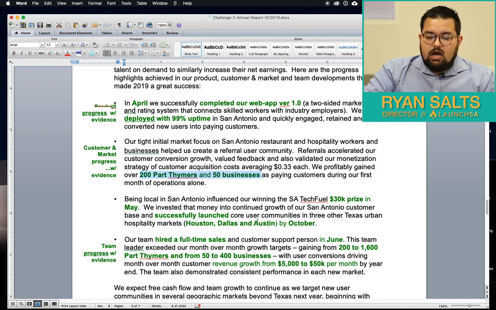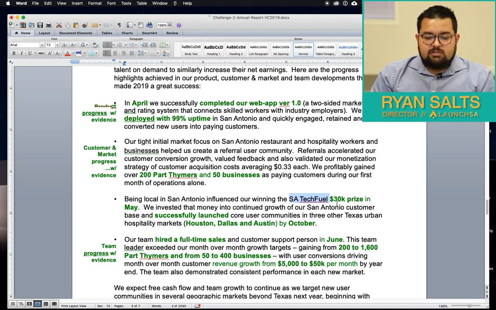Again, dates and other avenues of revenue. So, for example, we won $30,000 in May. That's a tangible number, right? We don't want to use percentages in this document. We really want to get to tangible numbers as much as we can. So we won $30,000 from a competition, which at the time there was a competition called SA Tech Fuel.